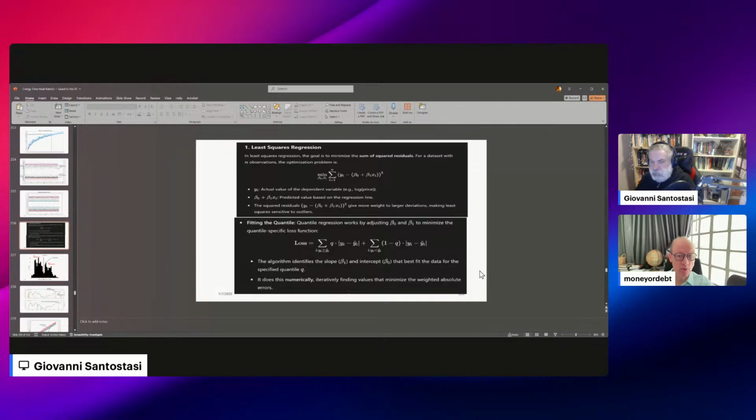If you took Q to be 0.5, this thing would collapse into just summing up over all the absolute values of the errors. It would just be a sum over the absolute values of the errors, and you would minimize that as what we call the loss function. So there are two basic differences, but this one ends up giving you an array of lines instead of a single line.